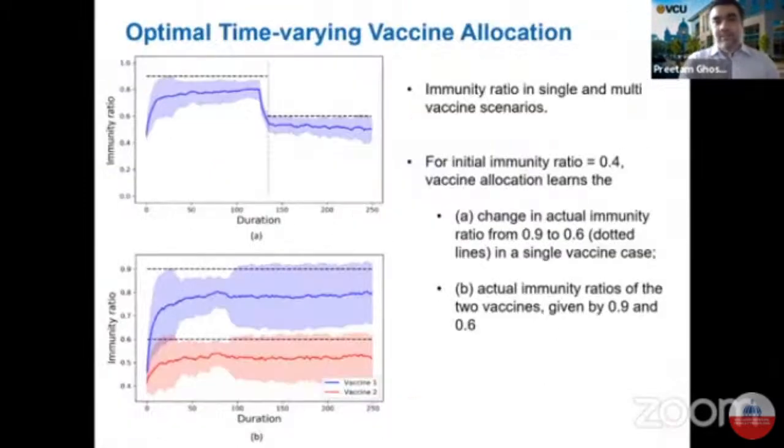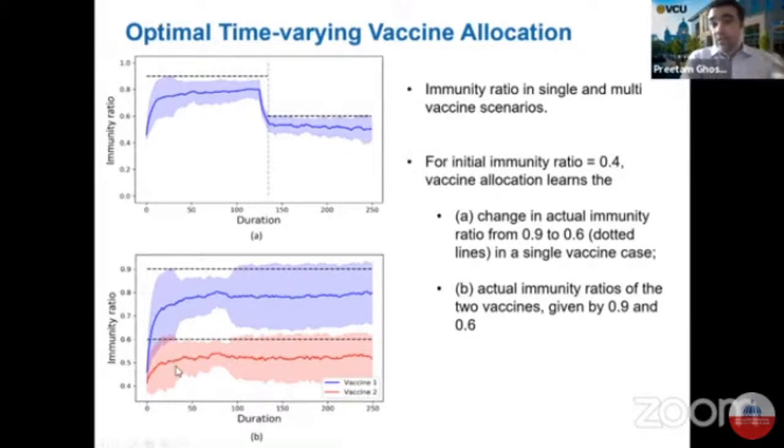This optimal time varying vaccine allocation mechanism can also adapt to multi-vaccine scenarios. So it's not just a single vaccine that you're allocating, but different vaccines with different immunity ratios. This is the 2 vaccine scenario that we have shown here, which our algorithm can match. The curved line here is what the algorithm is predicting. This is the immunity ratio, and the dotted black line is the true immunity ratio of that vaccine. We have 2 vaccines with true immunity ratios of 90% and 60%.